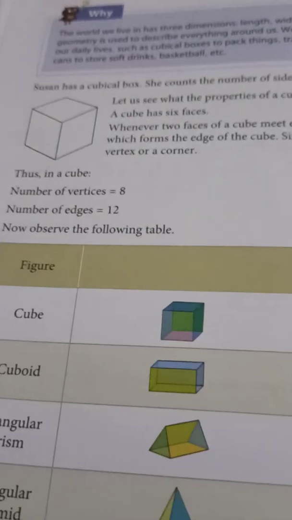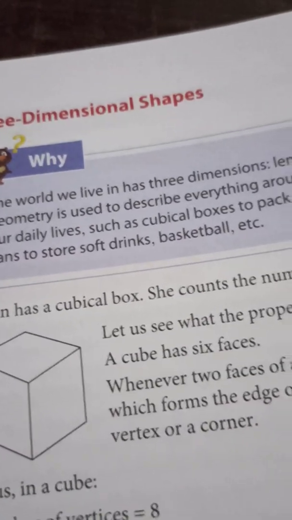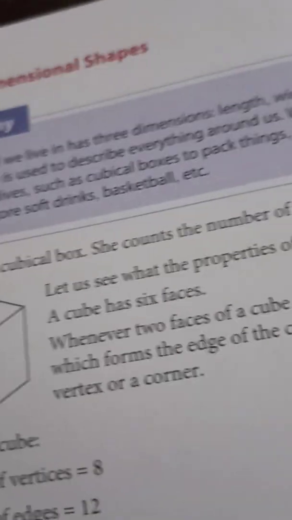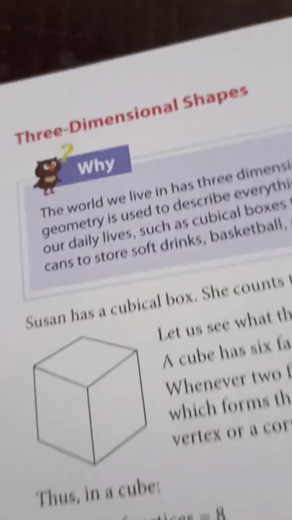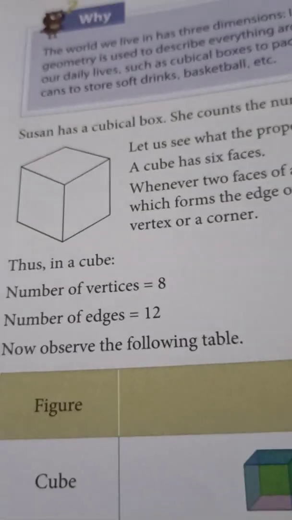Good morning class. Today we will study about 3D shapes. 3D shapes means the shapes which are having three dimensions: length, width and height. Width is equal to your breadth. These are the three-dimensional shapes, or you can say 3D shapes.